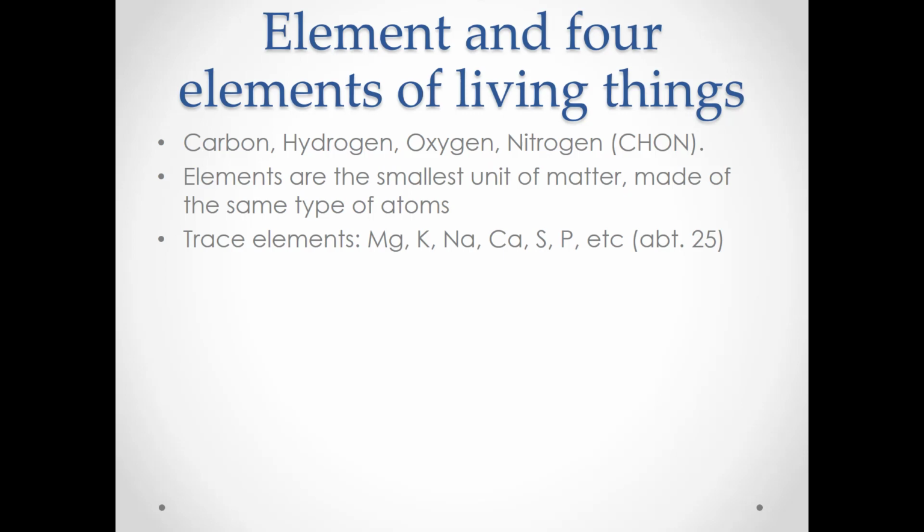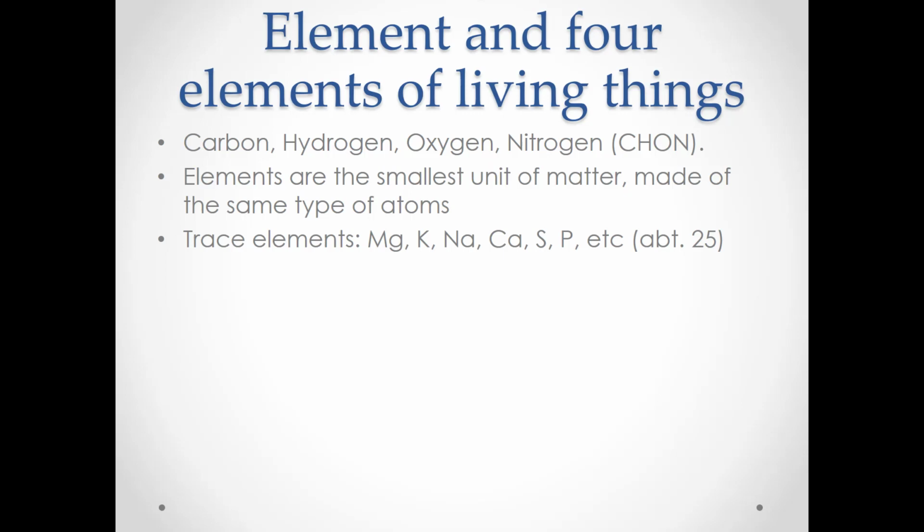As far as the atoms that comprise our body, the majority of them are these four: carbon, hydrogen, oxygen, and nitrogen. We abbreviate them CHON. And remember that elements are the smallest unit of matter, made up of the same type of atom. So all the atoms that we consider carbon will all have six protons, 6 electrons. Hydrogen will all have 1 proton, 1 electron. Oxygen, so on into their various characteristics. These 4 elements make up 96% of the elements of our body.